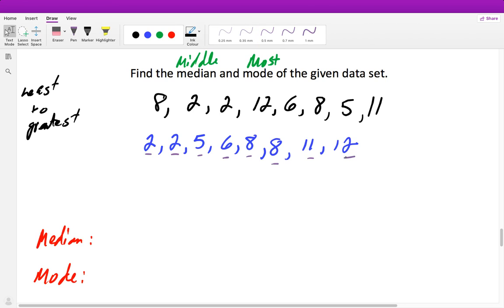Since it's an even number, I know to find my median, it's not just going to be one number. All right, even number means I'm going to have to find the average of two numbers. So let's go ahead and first find our mode. Our mode is a number that appears the most.